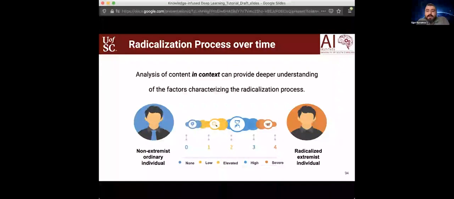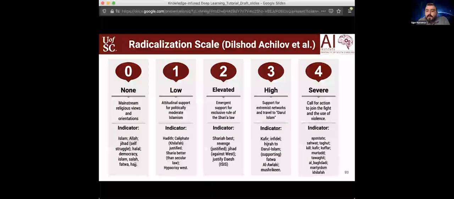So the analysis of the content in different contexts and in different dimensions can provide very deep understanding of all the factors characterizing the radicalization process. For example, when you think about the radicalization process, how people are using the narratives or the language in different stages of radicalization.